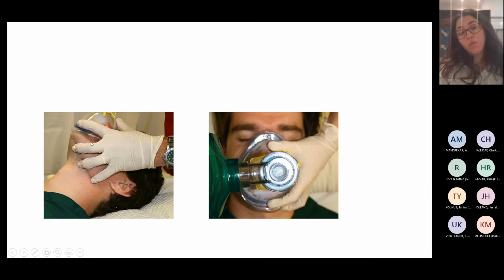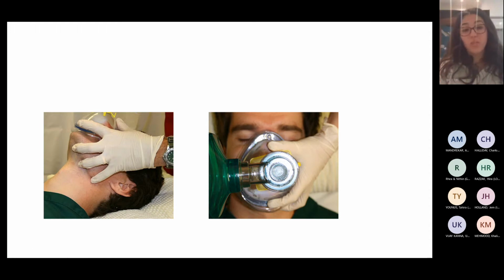So when we want to put a mask or a face mask on the patients, it's just like when we do the jaw thrust. We put our ring finger just behind the angle of the jaw, the ring and the middle finger below the mandible, and the index and the thumb around the mask in a C shape, and you just have to have a firm seal.